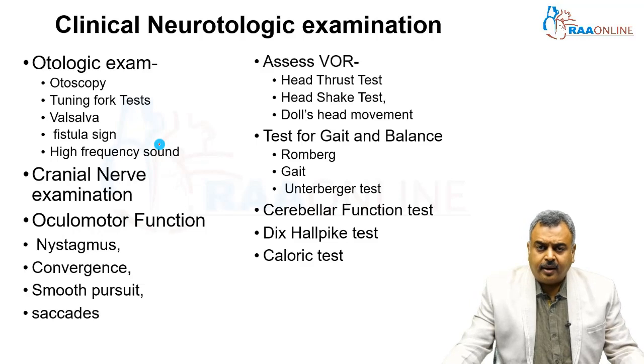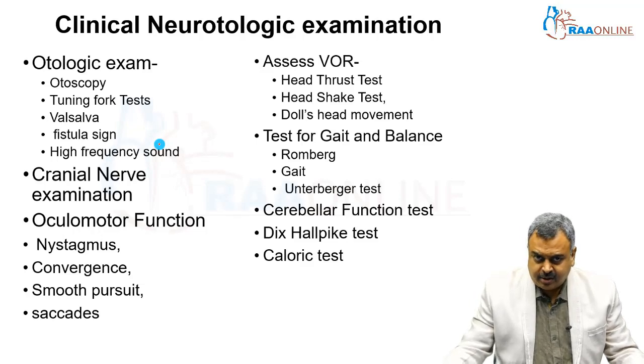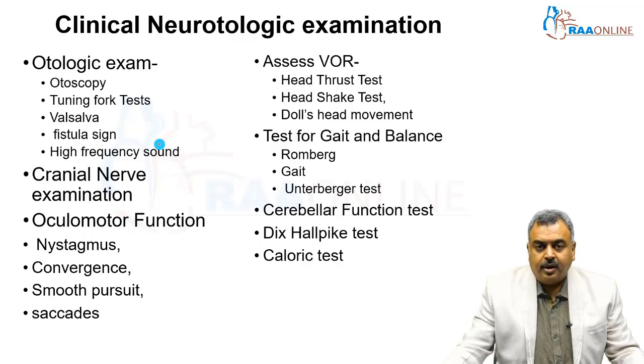So when you look at a clinical neurootologic examination, the primary exam, we cannot miss any of the ENT examination and it has to be detailed. So unlike other ENT examinations, when a person comes with vertigo, the examination has to be steady and detailed without missing any of the steps.